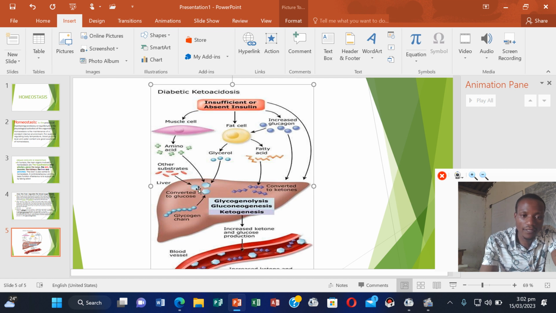Then on the other side, as you can see, if we don't have enough insulin hormone, in the muscle cells we have amino acids. Remember, the insulin hormone is there to convert glucose into what? Into glycogen. Okay, this part we're going to leave out because we're not focusing on it. We just want the sugar levels.